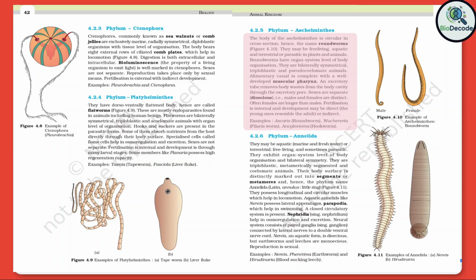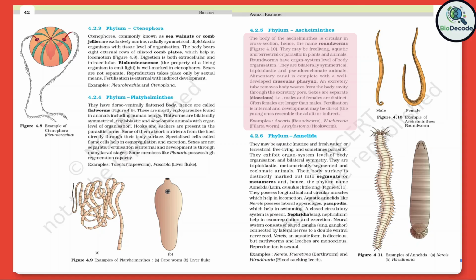Hence, the name roundworms, Figure 4.10. They may be free-living, aquatic and terrestrial, or parasitic in plants and animals. Roundworms have organ system level body organization. They are bilaterally symmetrical, triploblastic, and pseudocoelomate animals. Alimentary canal is complete with a well-developed muscular pharynx. An excretory tube removes body wastes from the body cavity through the excretory pore.